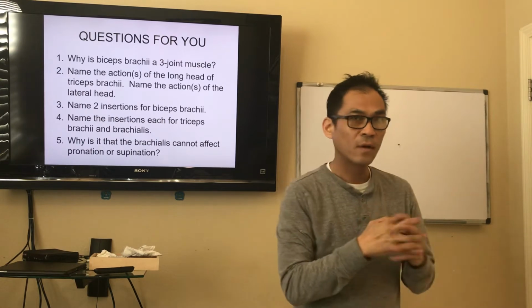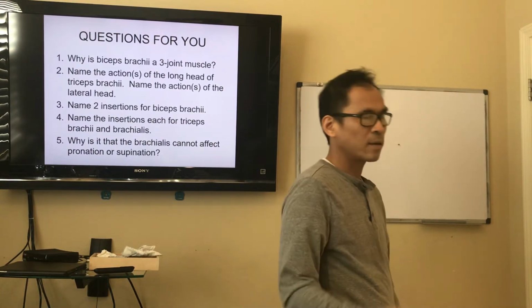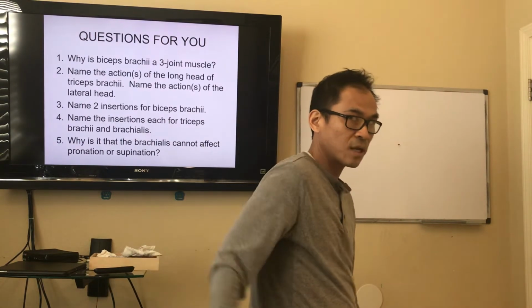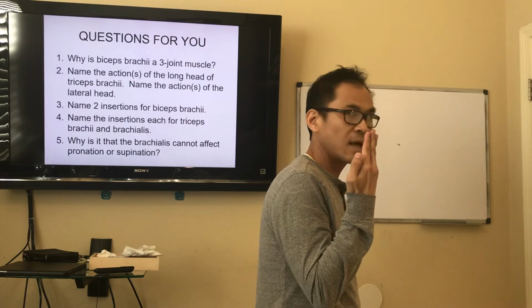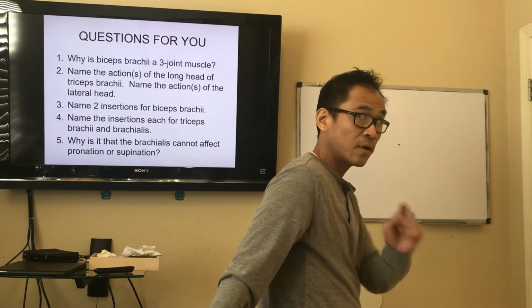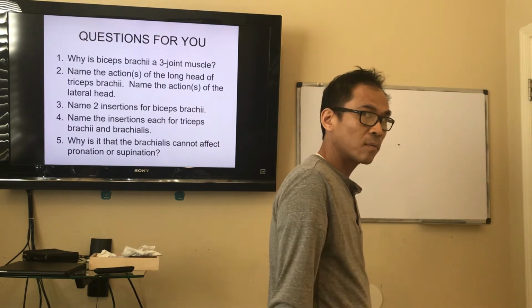Number two, name the actions of the long head of the triceps brachii. That can both extend arm and extend forearm. Once again, the long head can extend forearm, extend arm. But the other head, I want you to know, the lateral head, can only extend forearm.